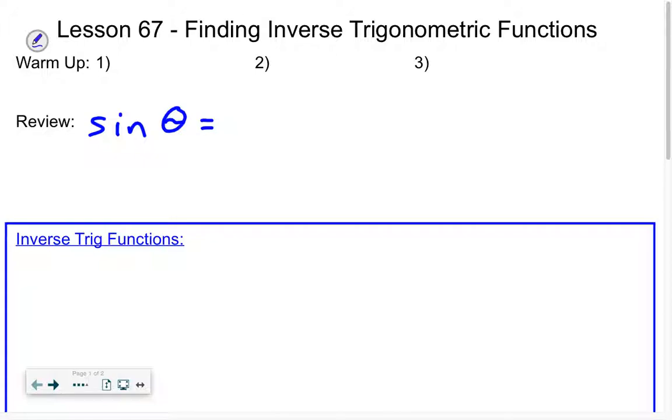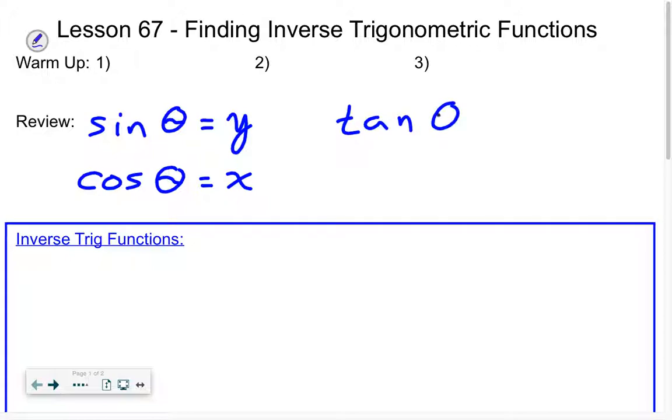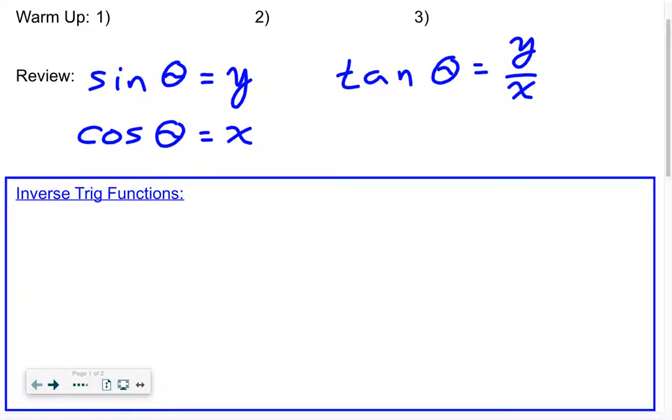Why would you sin? Very good. Okay, that's one way you could remember it. Therefore, cosine of theta was equal to which variable? X. And tangent of theta then is equal to? Y over X. Very good. Y over X. So there's kind of your foundation for today.